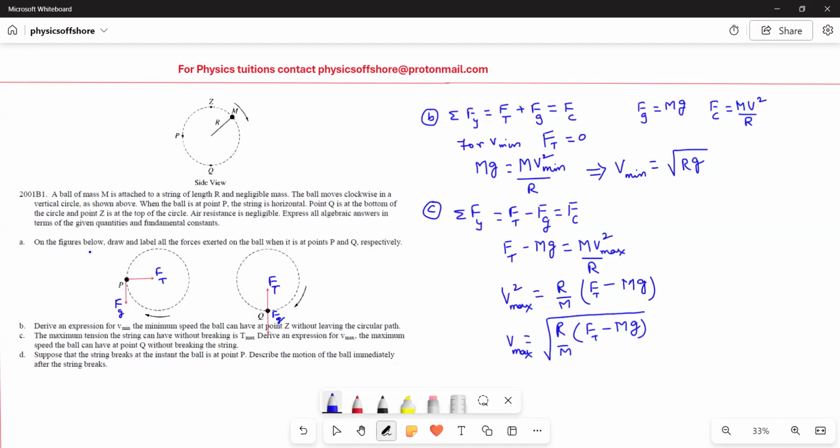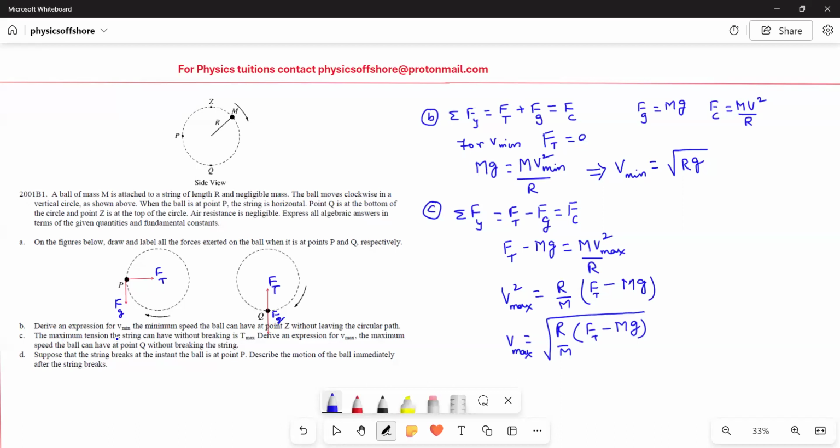On the figure below, draw and label all the forces exerted on the ball when it is at points P and Q respectively. Next bit. Derive an expression for v minimum, the minimum speed the ball can have at point Z without leaving the circular path.